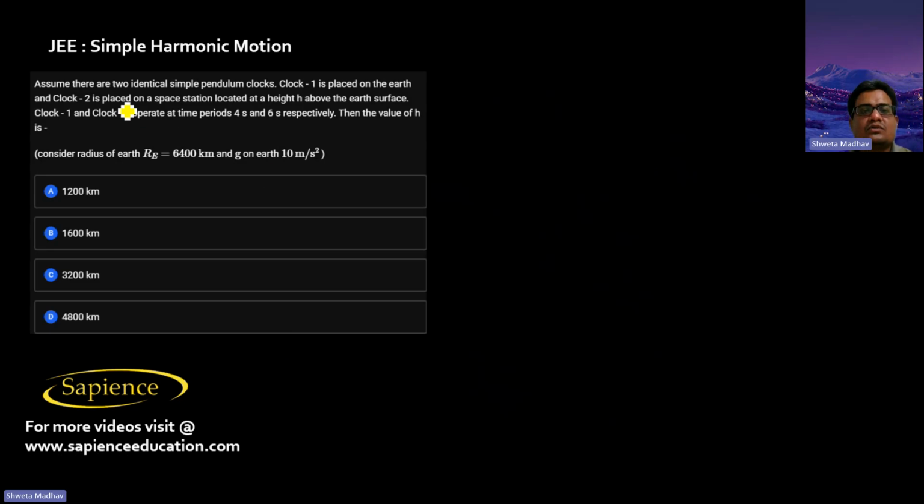And here it is told, assume there are two identical simple pendulum clocks. Clock one is placed on the earth and clock two is placed on the space station located at a height h above the earth's surface. Clock one and clock two operate at time periods 4 seconds and 6 seconds respectively. Then the value of h is.